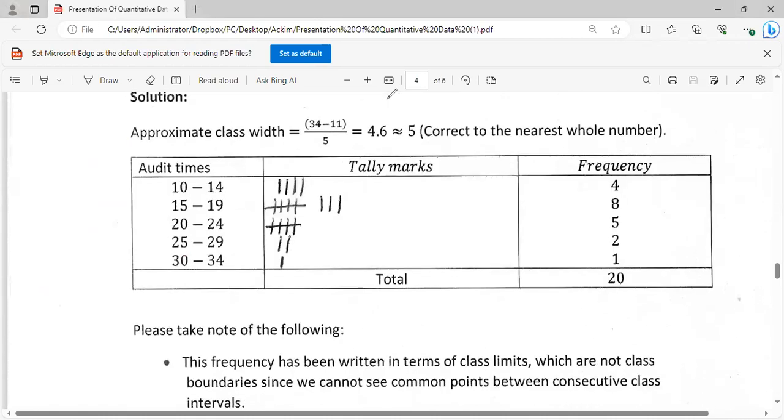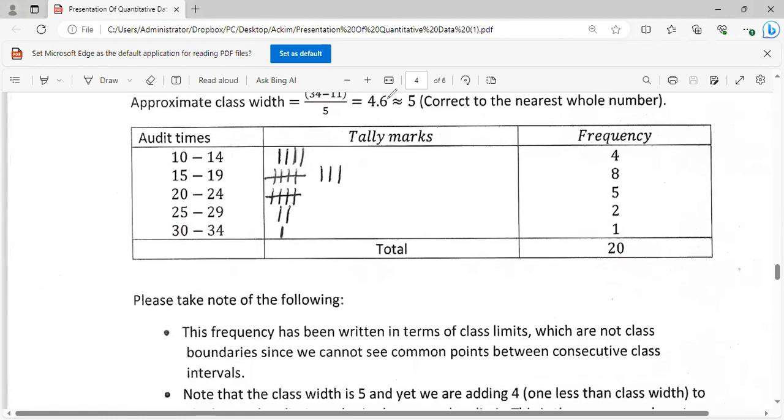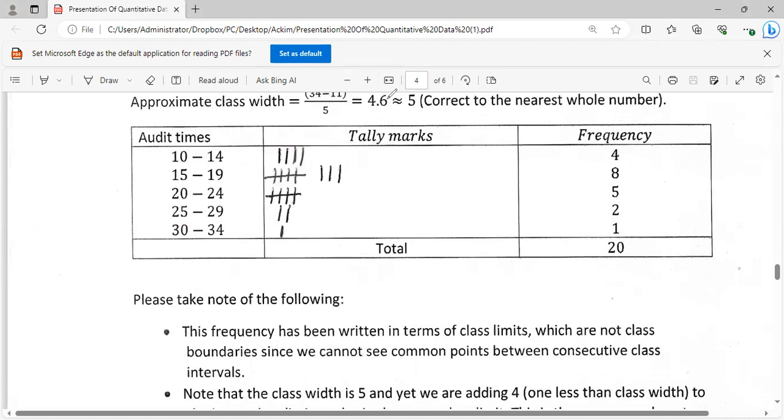So if you look, this is what we had, and this is what we were doing. Those were the tally marks that I was doing. Those are the 4 tallies, so the frequency is 4. There we had 8 tallies, that is the 8. There we had 5, that's the 5. There we had 2 and 1. When you total, it should give you 20, because the data is about 20.